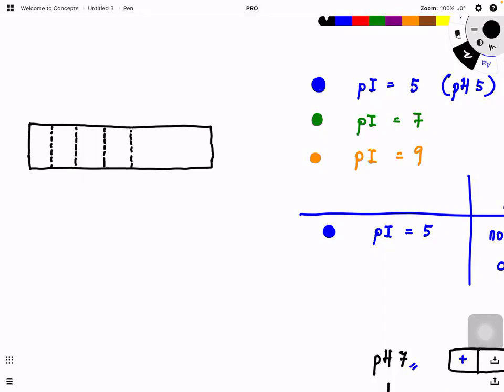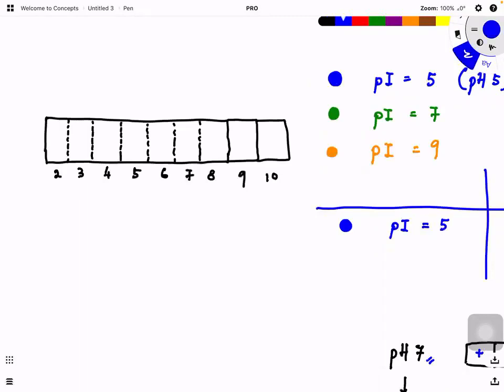At each region, they have different pH. Let's say this is pH 2, pH 3, 4, 5, 6, 7, 8, 9, and 10. Okay, different pH. Are you clear? Then we connect lower pH to the positive terminal, higher pH to the negative terminal. And we load these 3 proteins now.